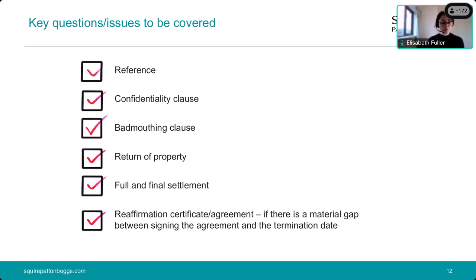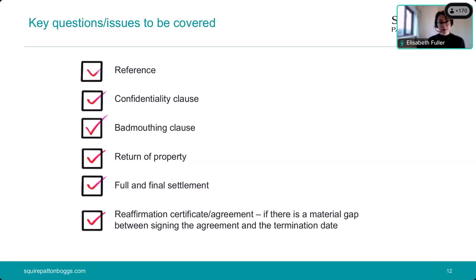Okay, so return of property. A settlement agreement will normally require an employee to return any company property that's currently within their possession, either on or before the termination of their employment. That might be, for example, a company laptop, company car, any other hard copy confidential information.